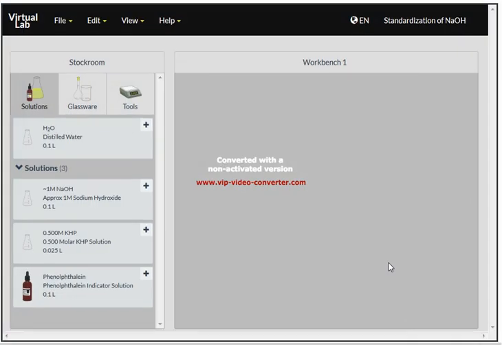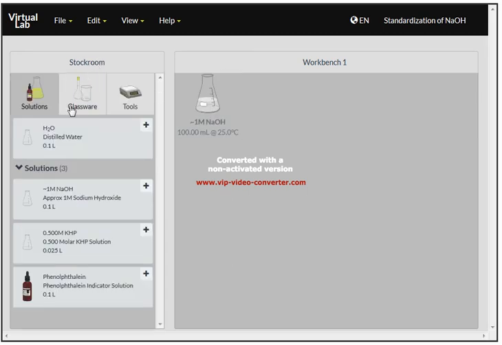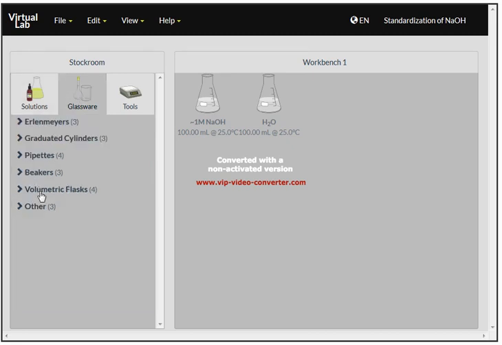In this virtual titration lab experiment, you will be preparing a dilute solution of sodium hydroxide and then standardize this solution to 3 significant figures using potassium hydrogen phthalate, abbreviated KHP. To first prepare the solution, you will use 1 molar sodium hydroxide. You will also need distilled water and a volumetric flask.